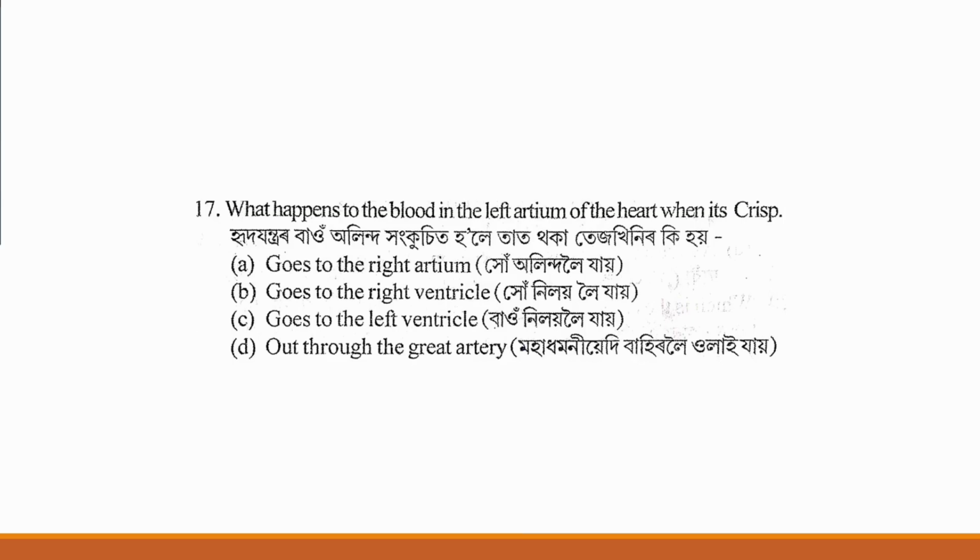What happens to the blood in the left atrium of the heart when it contracts? Contracts means when it is contracted. Okay, so options are: goes to the right atrium, goes to the right ventricle, goes to the left ventricle, out through the great artery. When the left atrium of the heart contracts, the blood in it flows into the left ventricle.